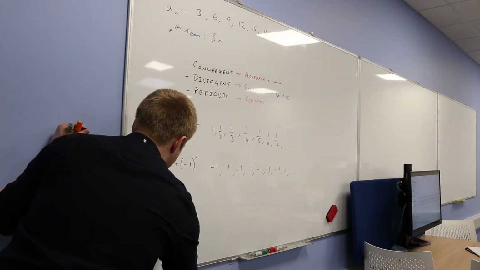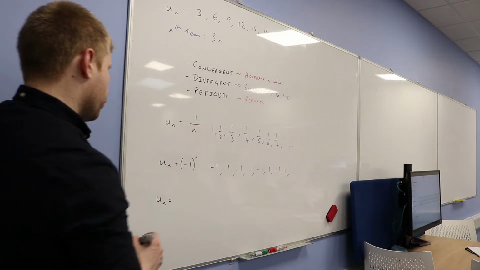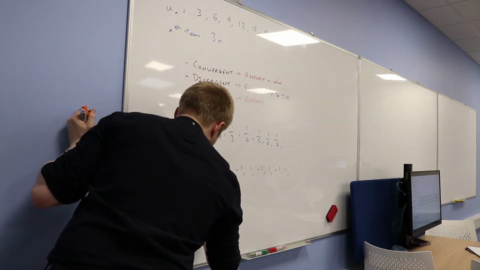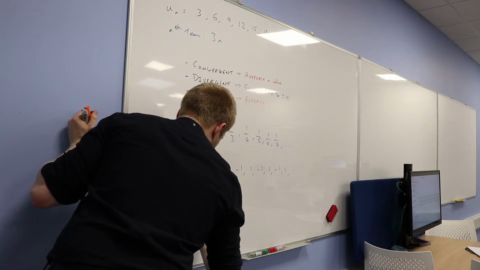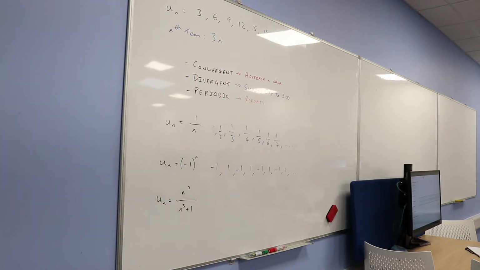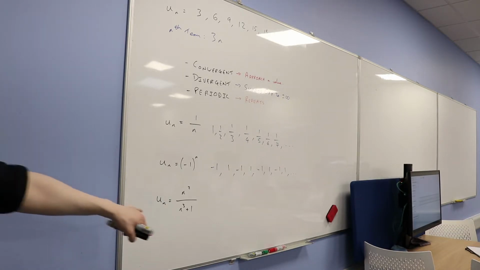All right then, a little bit harder then. Let's see what happens with this. So let's try n squared over n cubed plus 1. What's going to happen here, do you think? Convergent. Why do we think that? It's decreasing. So you tried different values of this, yeah?